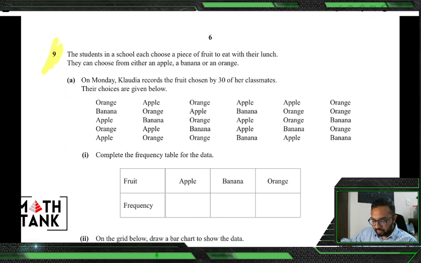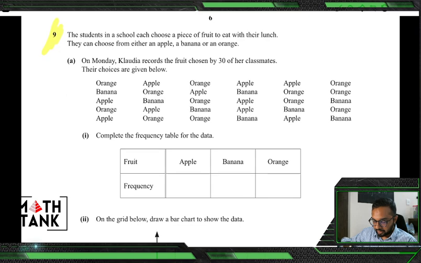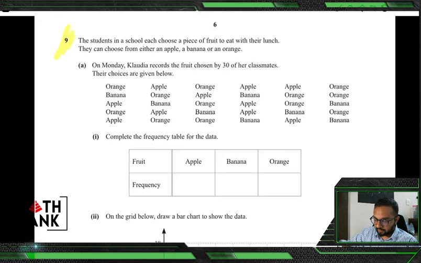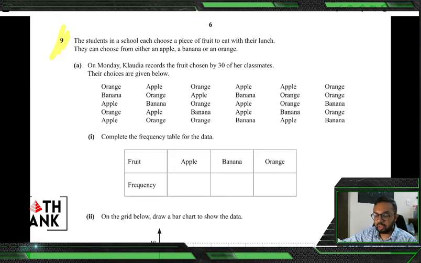The students in a school each choose a piece of fruit to eat with their lunch. They can choose from either an apple, a banana, or an orange. On Monday, Claudia records the fruit chosen by 30 of her classmates. So this 30 is important for later on. Why is it important? Because it's going to tell me that my frequency should add up to 30 at the end. So that's what I should be aware of.